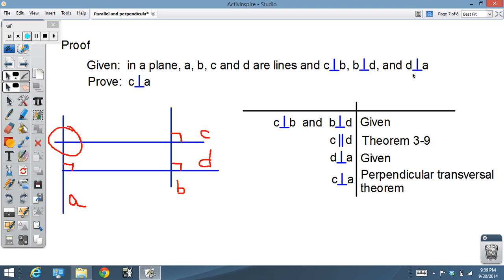Now we go to our last given, D is perpendicular to A, and that tells us, of course, that C must be perpendicular to A, and that's the perpendicular transversal theorem, which says that if a line is perpendicular to one of two parallel lines, right, C and D being our parallel lines, then if a line like A is perpendicular to one of them, it must be perpendicular to the other. So there's our proof. All right, fairly short and sweet.